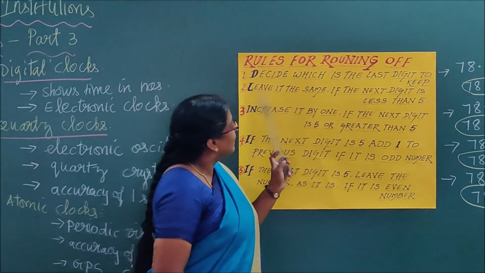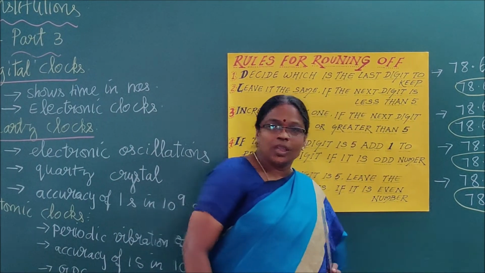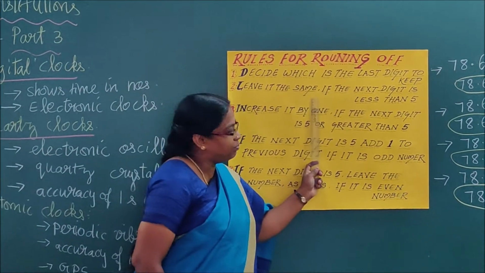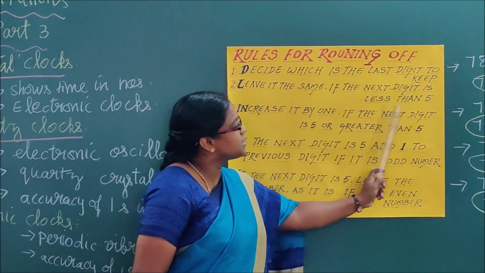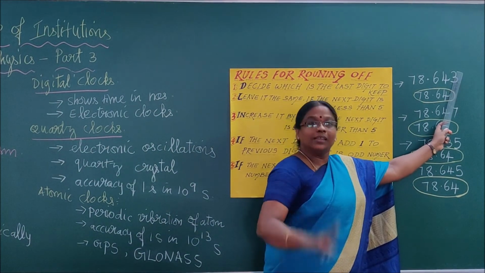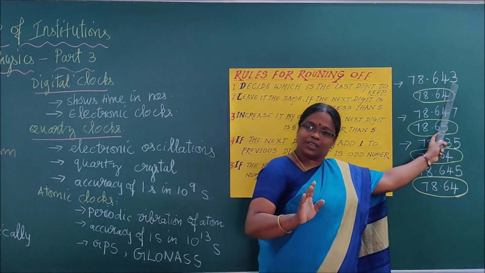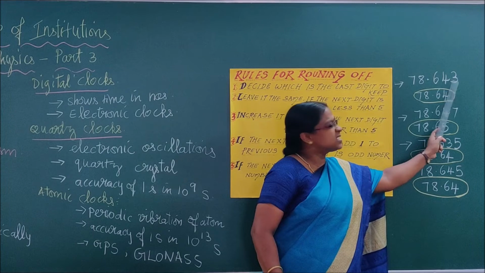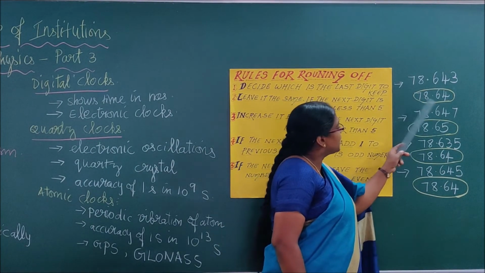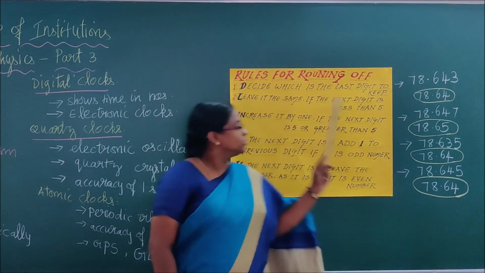Now, second one, leave it the same if the next digit is less than 5. How many digits do I have to keep? 2 digits. Leave it the same if the next digit is less than 5. 2 digits I have to see. Next to that I have to see: the next digit is less than 5 means, is 3 less than 5? Yes. If the next digit is less than 5, I can leave it off. So my answer can be 78.64. Understood? So that is your second.